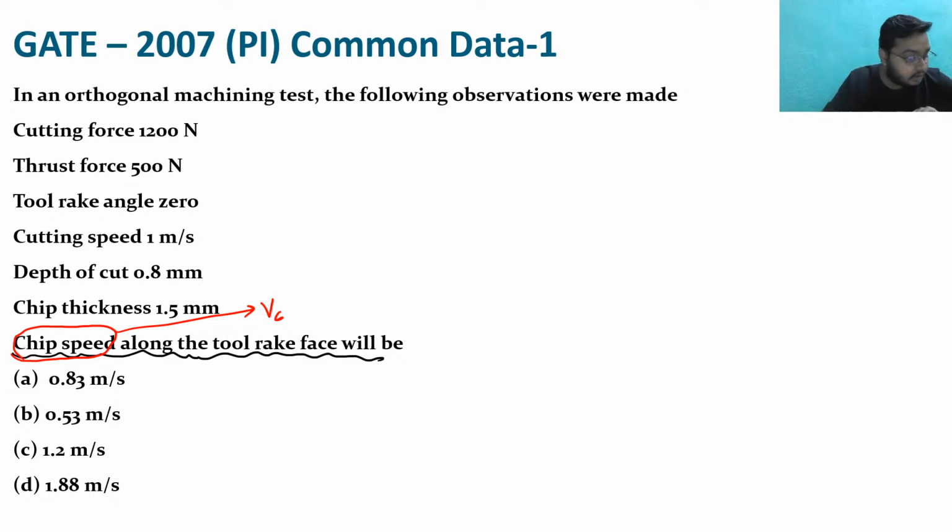How can you find the chip velocity? Shivam has given the answer as 0.53. Okay Shivam, good.